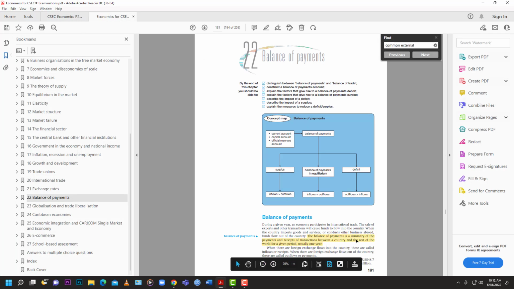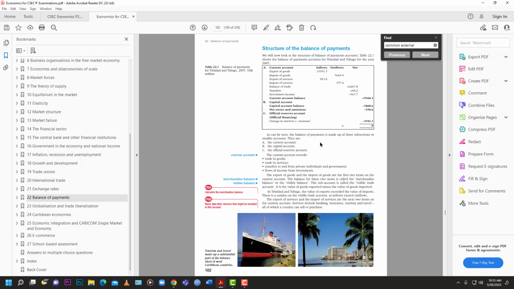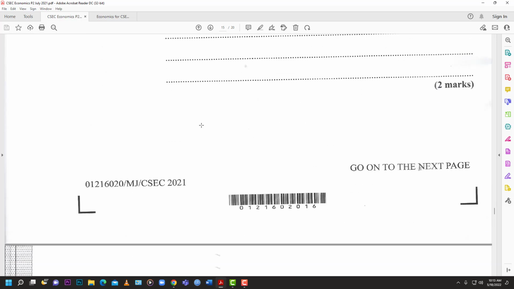Balance of payments is a summary of the payments and receipts of transactions between a country and the rest of the world for a given period. It's the difference between the payments and the receipts for transactions done between the country and the rest of the world. Balance of trade is simply the difference between imports and exports. When you subtract the imports from the exports, the answer you get is the balance of trade. And that's the difference between those economic concepts.